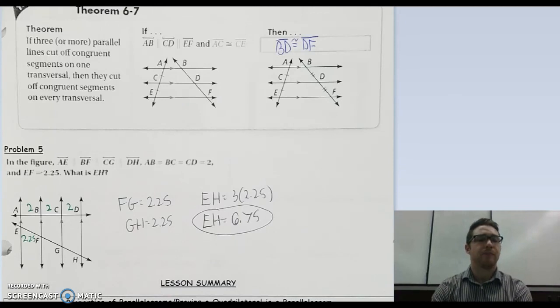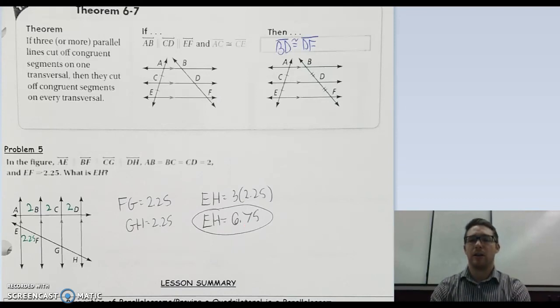and I'll leave that lesson summary to see if you can fill that in. If I know that AB, BC, and CD are all 2 in this figure, and if I start off with the fact that EF is 2.25, that tells me since they were cut by parallel lines, the other two segments that weren't given here were both 2.25. So if I'm looking for EH, add all those 3 together or just multiply by 3 and we get 6.75.